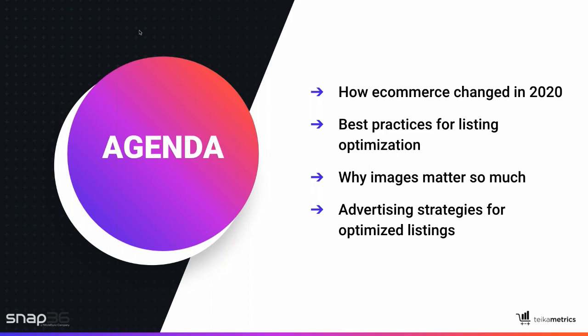Really important. I want to focus a ton on why images and the style of images that you have matter so darn much in this world. And lastly, advertising strategies once you have a solid optimized listing. The goal here is to have you all leave with something of value beyond just thinking Snap 36 and Teikametrics are great companies. I can speak for Snap that they are, but the goal here is you can take a lot of this info and do with it as you please. And obviously, if you want to talk to us more, that's great.